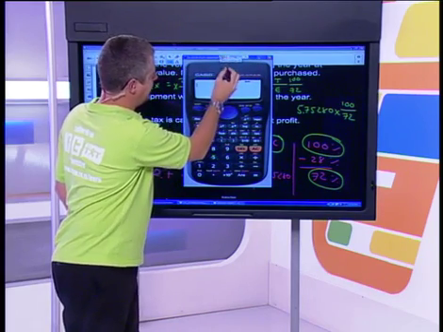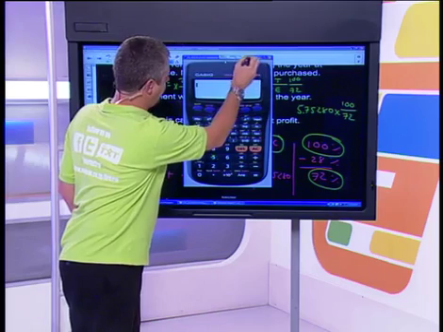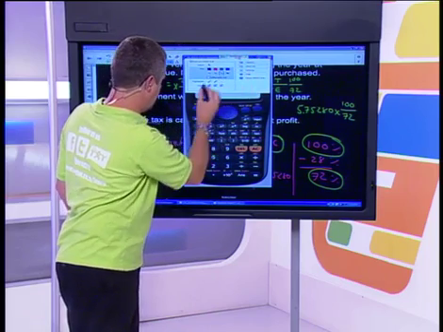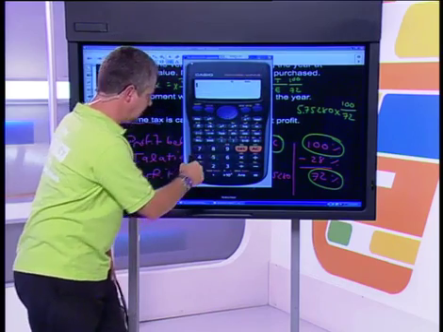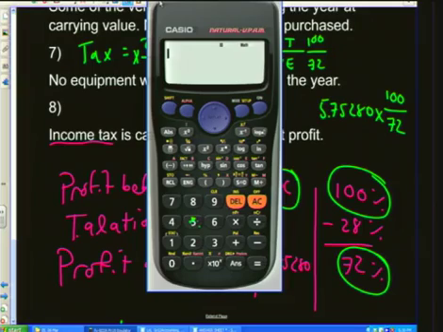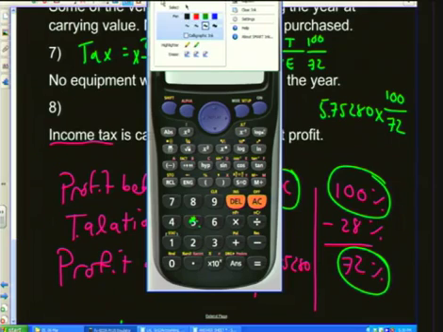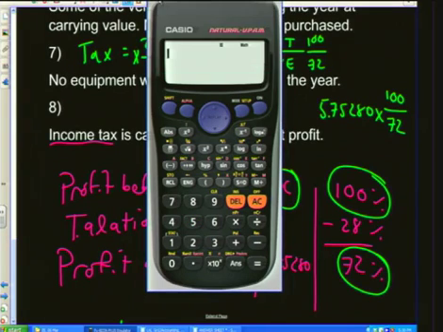I'm just trying to turn off the ink layer here. Okay, so let's try the calculation again. Okay, let's try it again.